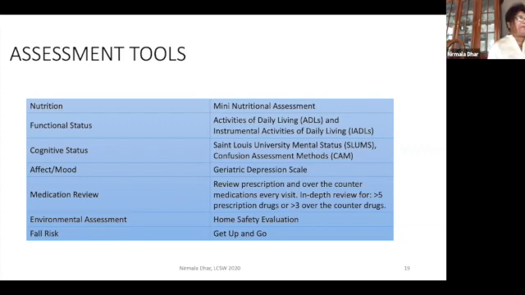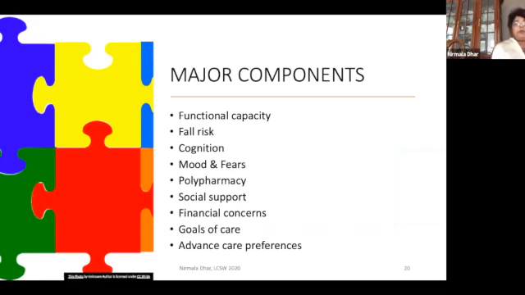Next slide. So here are the major components of functional capacity that you should be assessing. Functional capacity, falls risk, cognition, mood and fears, polypharmacy, social support, finances, goals of care, and advanced care preferences. That's a long list.